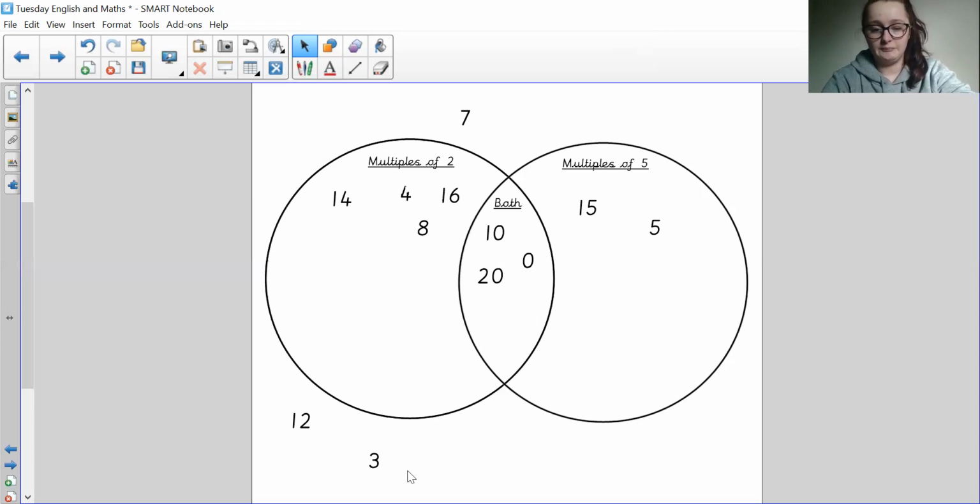3. Ooh. 2, 4, 6. No, it doesn't work, does it? What about 5? 0, 5. No, gone past it. So that goes near the number 7 because it doesn't fit in either, does it?